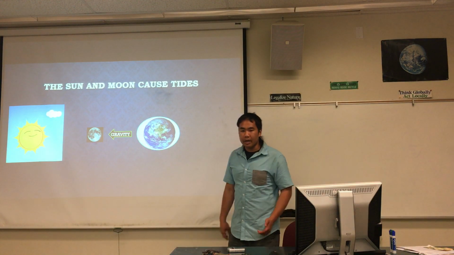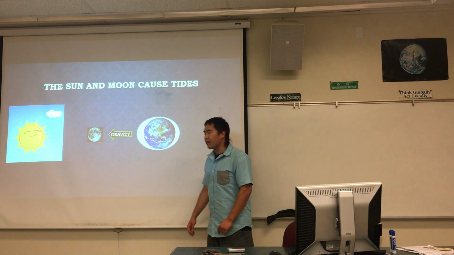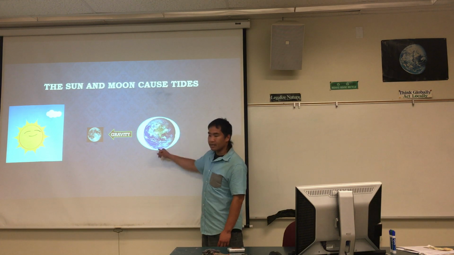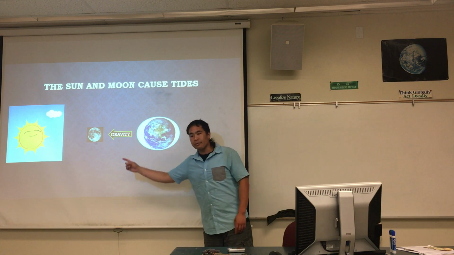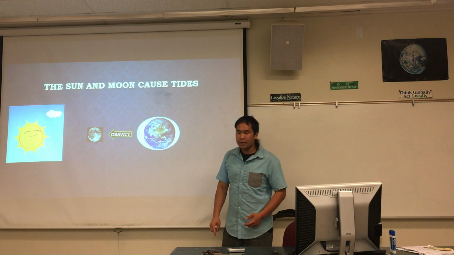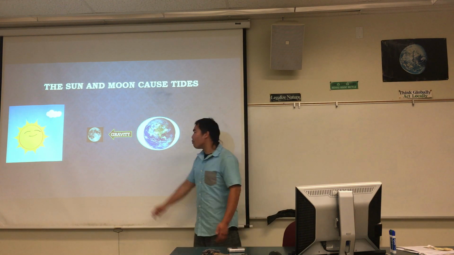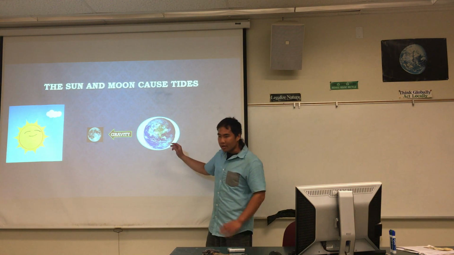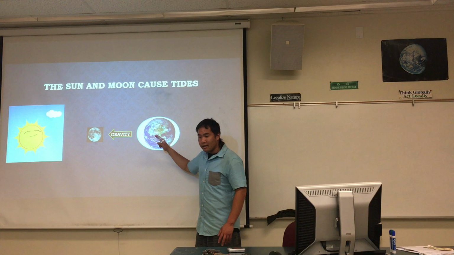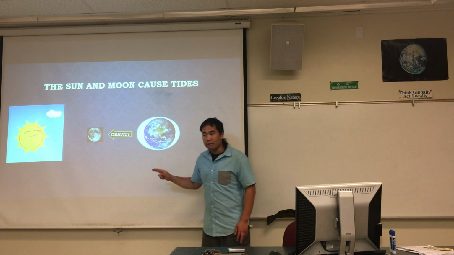Consequently, where are the low tides? They are on these sides, perpendicular to the moon, the gravitational source. So it's not the case that one side is high and the other side is low. No, these are both high and the remaining sides are low.